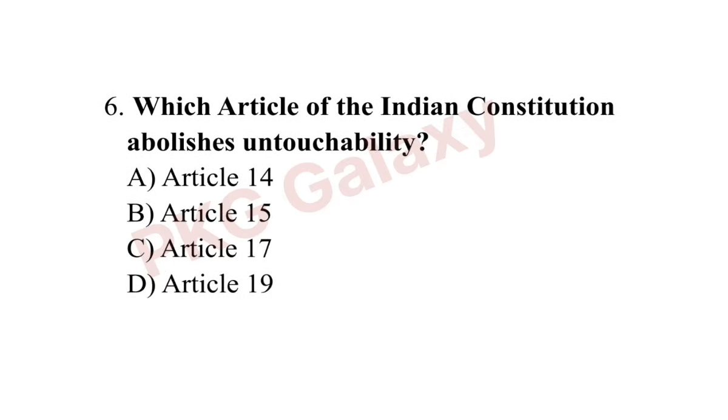Next question. Which article of the Indian Constitution abolishes the untouchability? The correct answer is option C, Article 17. The Article 17 abolishes the untouchability and forbids its practice in any form.